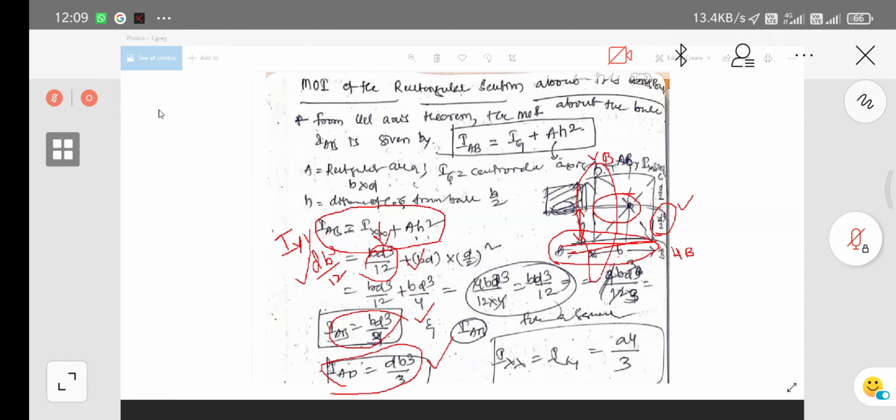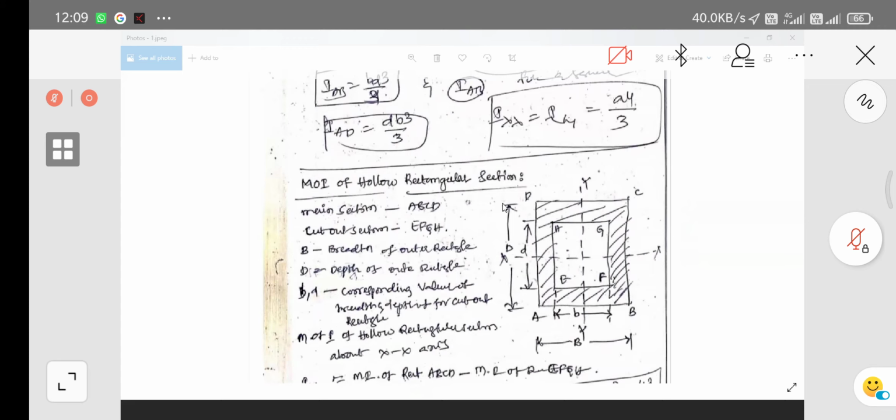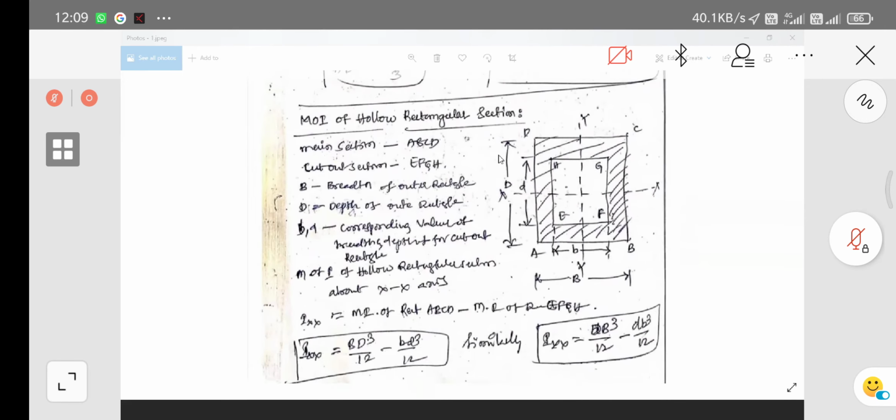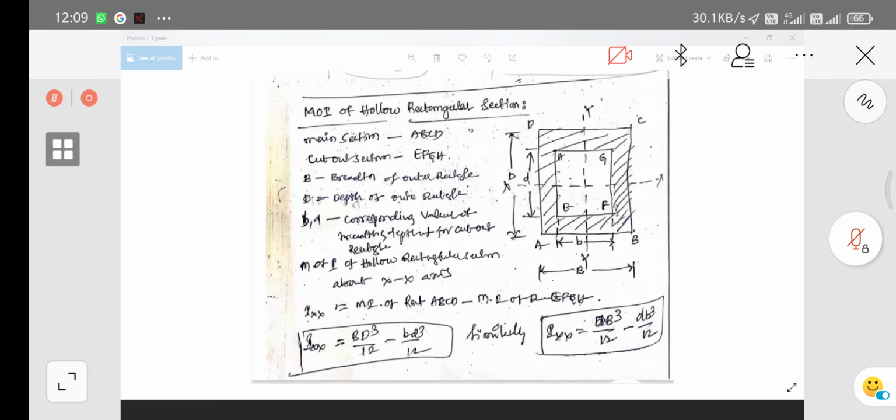Now, whenever there is a hollow portion, a hollow portion is nothing but a certain amount of portion removed from the total rectangular object. That's why we call it a hollow rectangular section. How to find the moment of inertia for this hollow rectangular section is our case here. It is very easy for a solid section, and the hollow section is easy too. So see here.